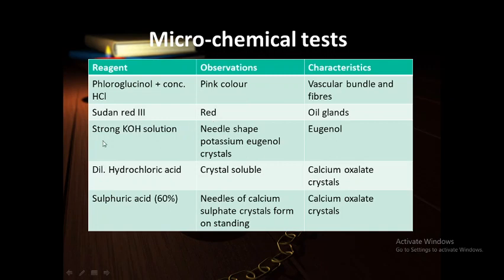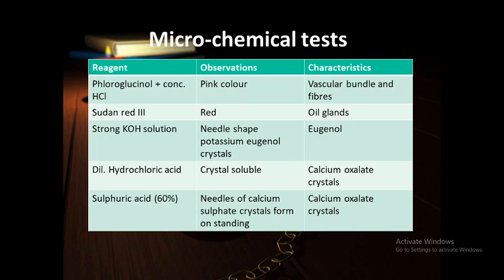Then in presence of strong potassium hydroxide solution, the needle shaped potassium eugenol crystals are found. That is, needle shaped potassium eugenol crystals indicate the presence of eugenol in the volatile oil of clove bud.